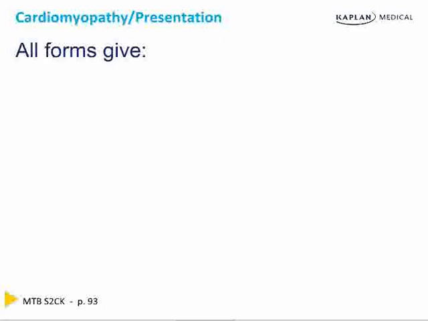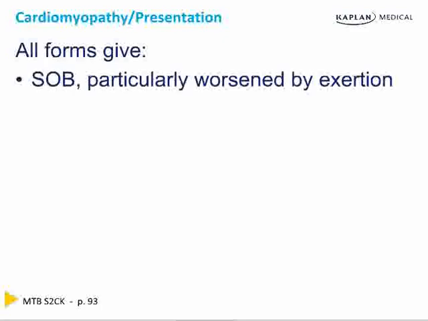This is why all forms of cardiomyopathy lead to shortness of breath, particularly worsened by exertion. They can all cause backflow of blood, leading to edema from increased hydrostatic pressure in the blood vessels. They all cause congestion in the lungs, leading to rales on exam, sometimes called crepitations, worse in the bases than in the apex, and all lead to jugular venous distension in severe and especially in decompensated cases.